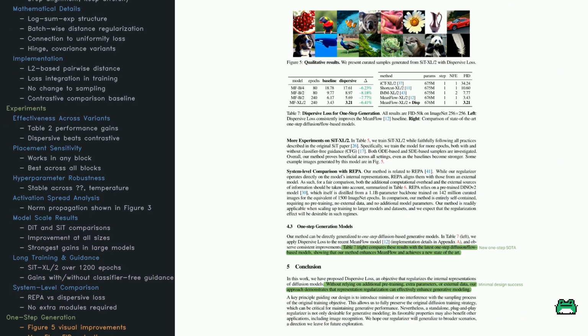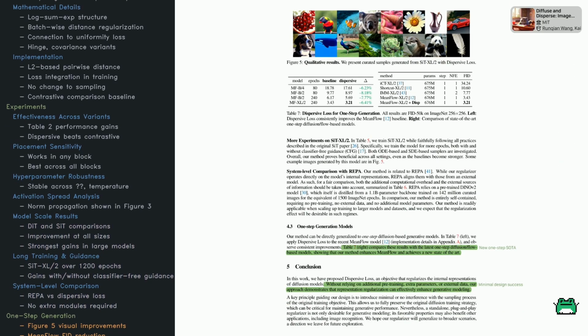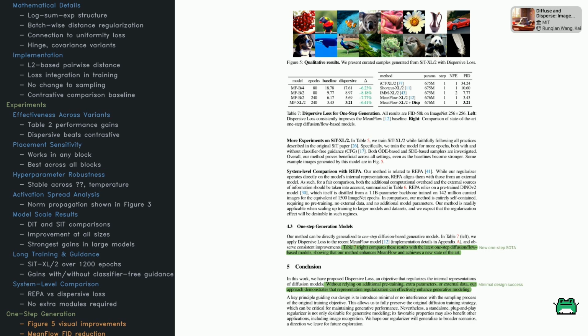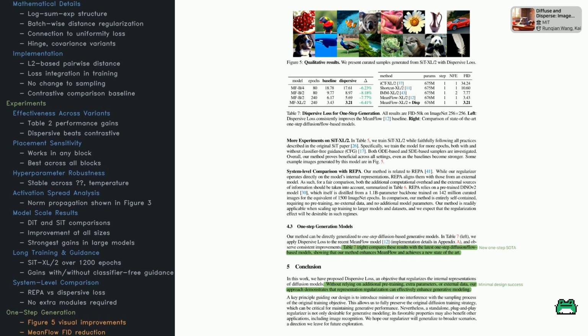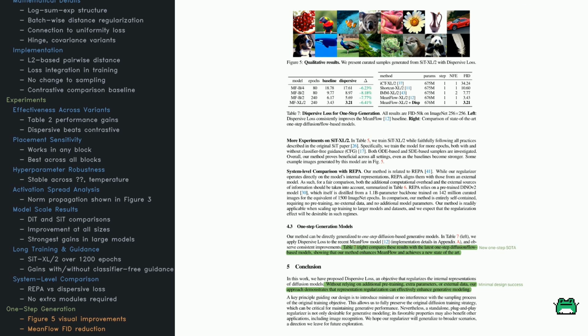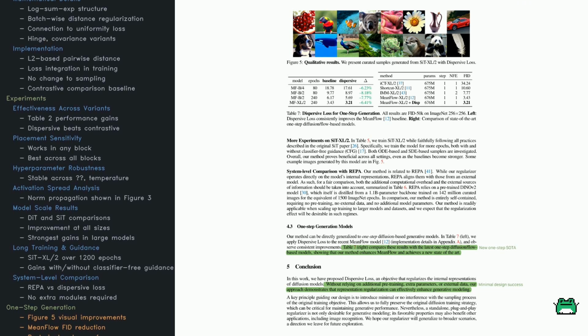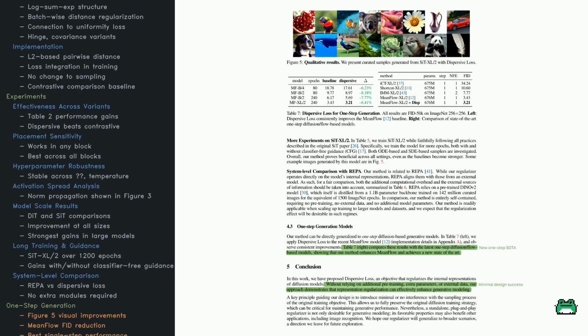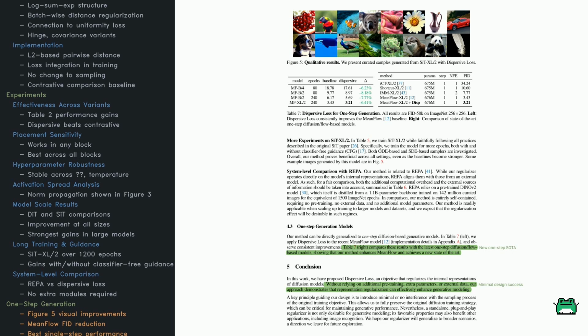To wrap things up, the paper shows that dispersive loss also works for one-step generation models. Figure 5 gives us some visual samples generated by SiT-XL/2 trained with the loss. While qualitative, the images look clean and coherent. Good enough to suggest the method helps.